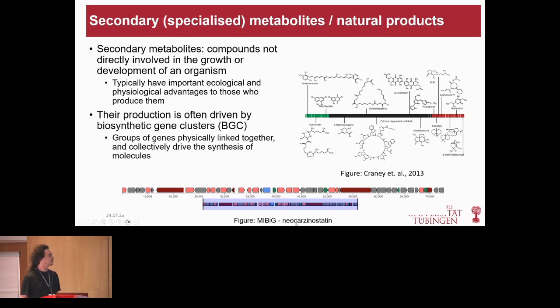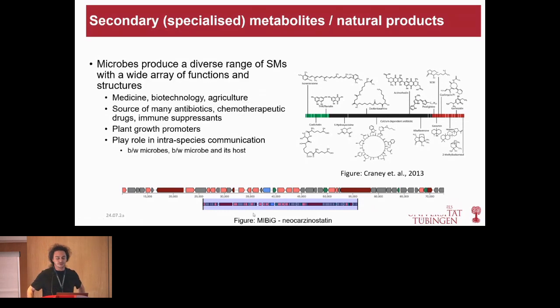Like other organisms, microbes also produce these molecules, and they produce a diverse range of them with a wide array of functions and structures. These molecules, the secondary metabolites or natural products, have many applications in medicine, biotechnology, or agriculture. They are the sources of many antibiotics or anti-cancer drugs that we use today.